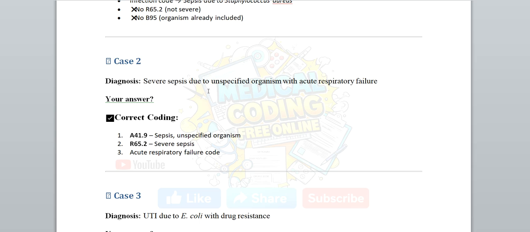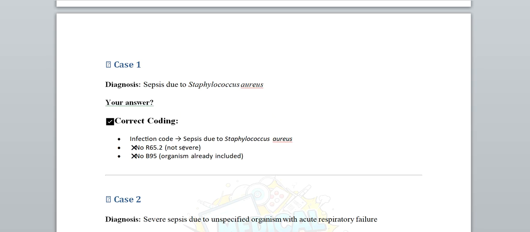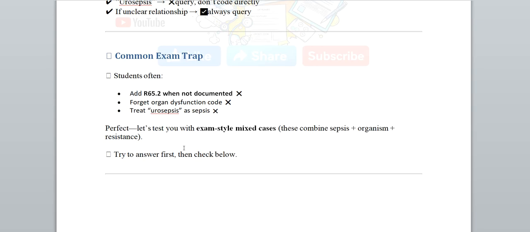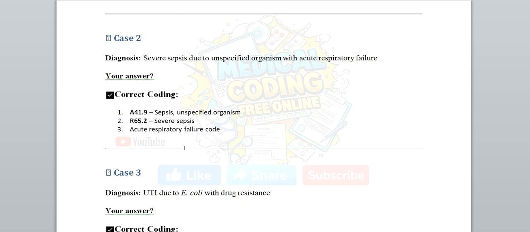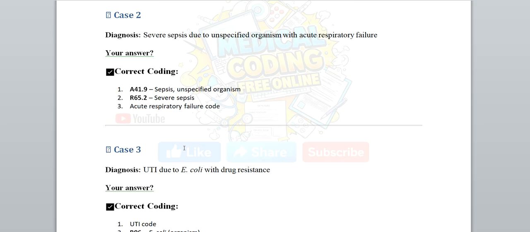Second, severe sepsis due to unspecified organism with acute respiratory failure. So severe sepsis is mentioned, so R65.2 also comes as secondary. Primary is sepsis unspecified organism, A41.9. Next, severe sepsis, R65.2. Next, respiratory failure, acute respiratory failure.